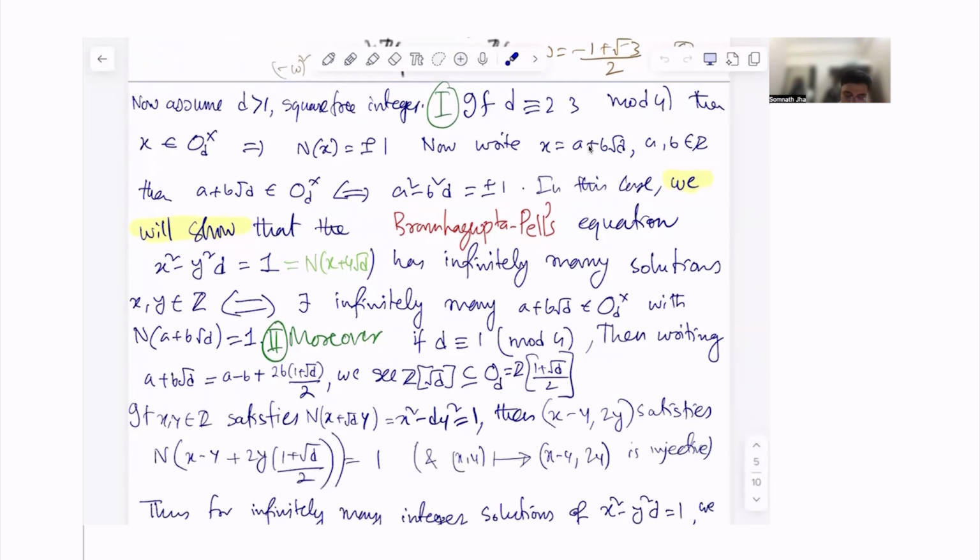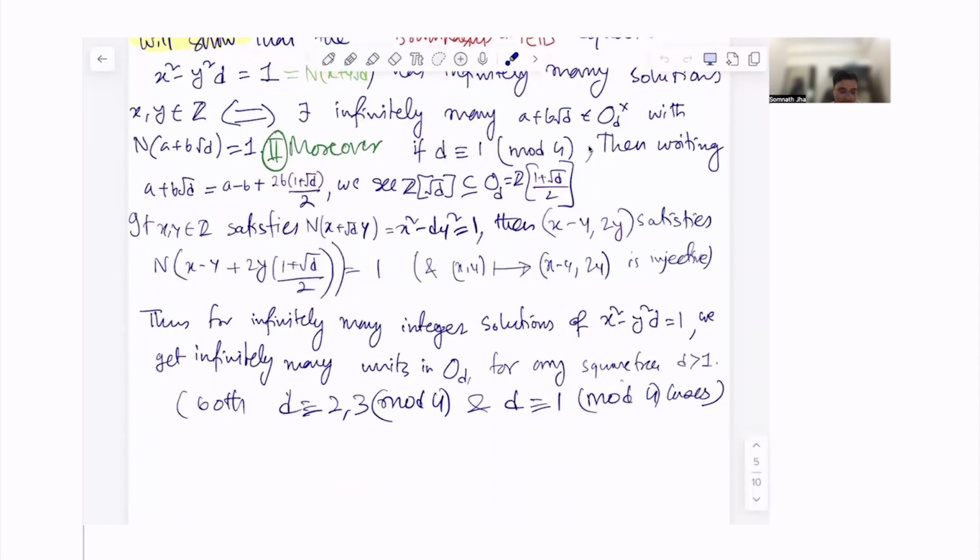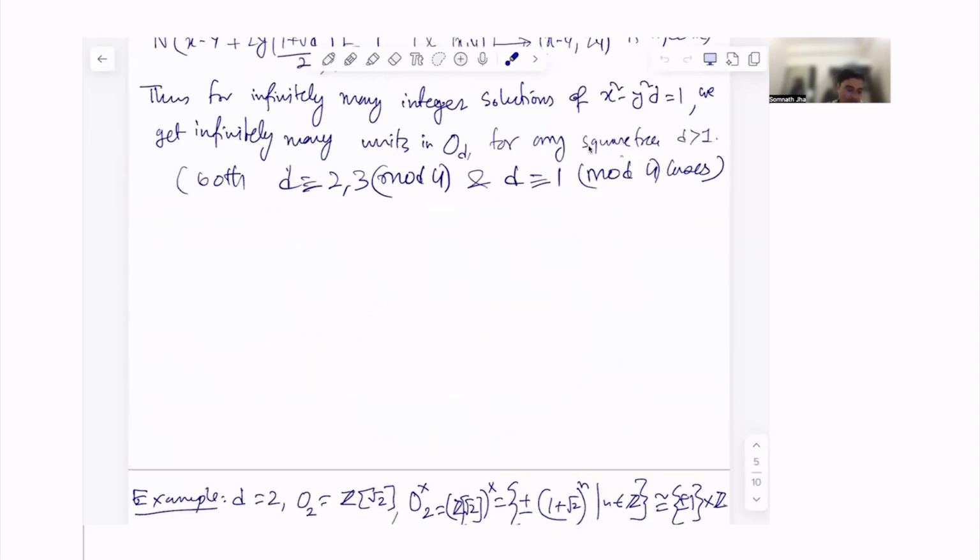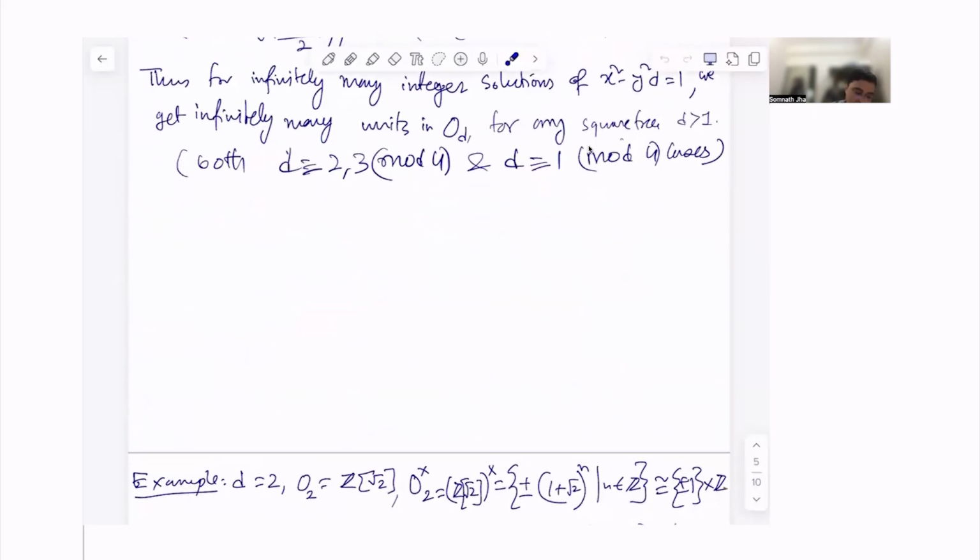On the other hand, even in the 1 mod 4 case, we'll continue to study x square minus d y square equal to 1 and show it has infinitely many solutions. Then again, they will give us infinitely many units. So the conclusion was this: for infinitely many integer solutions of x square minus d y square equal to 1, which we will show, we get infinitely many units in O_D for any d greater than 1, both in the 2 or 3 mod 4 case and the 1 mod 4 case.